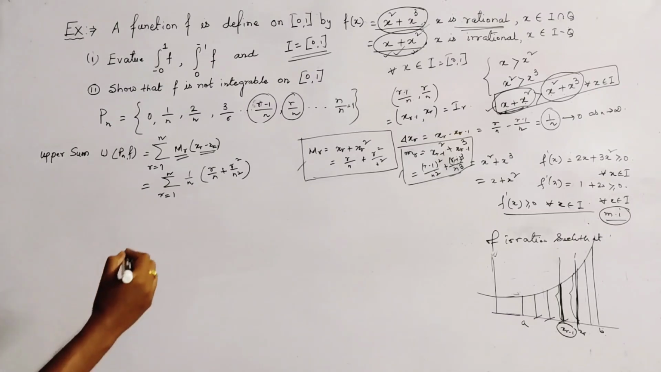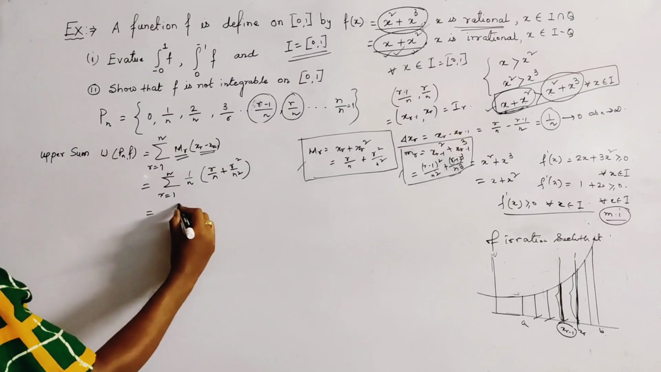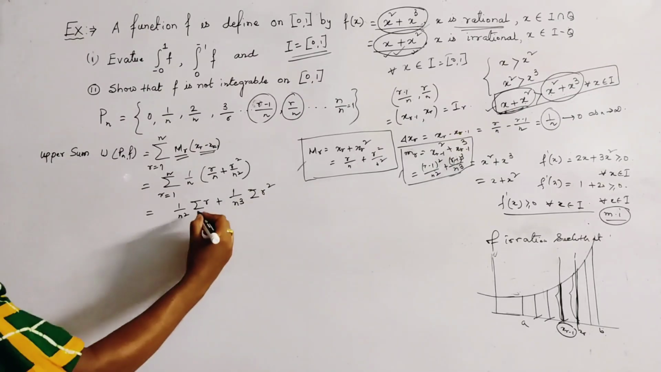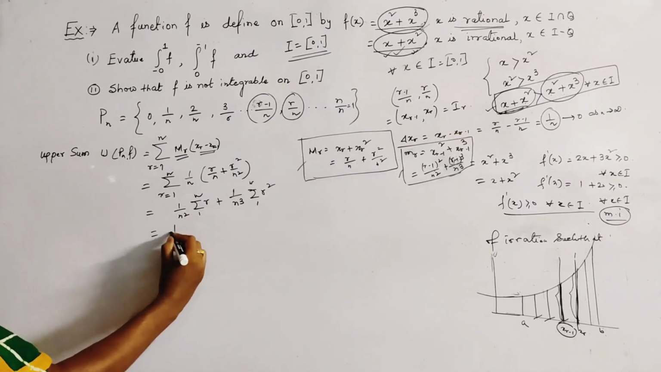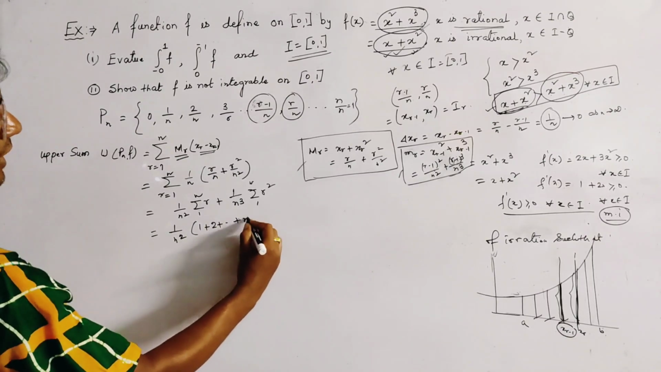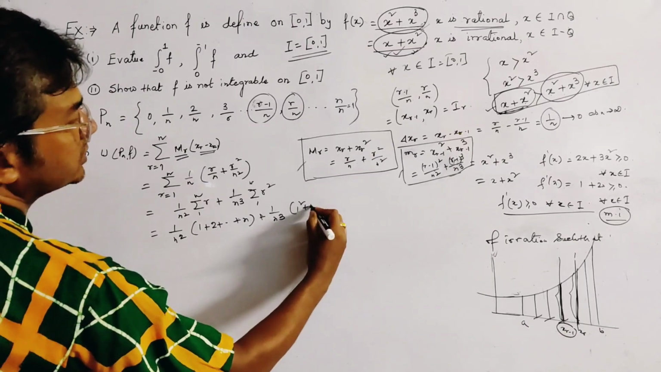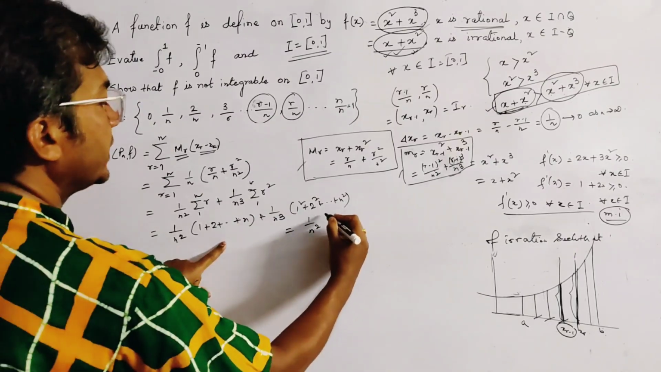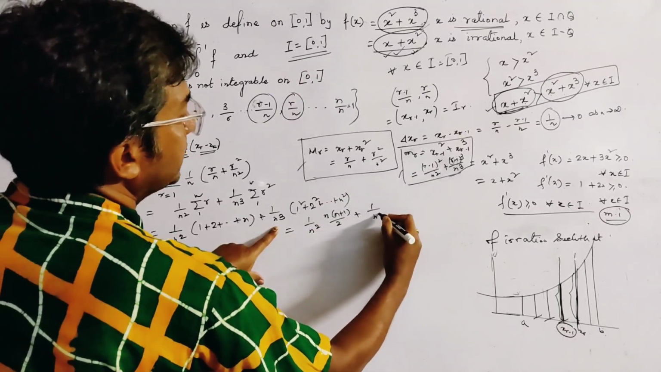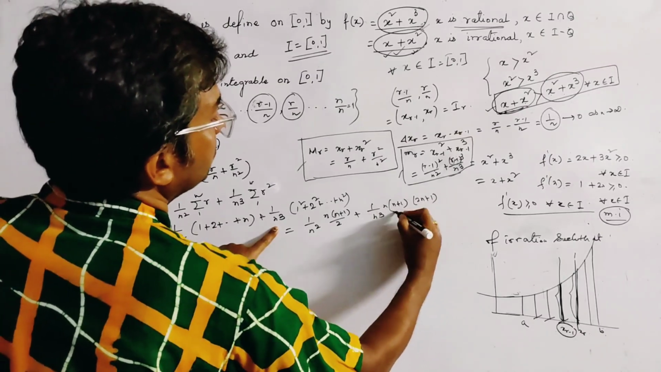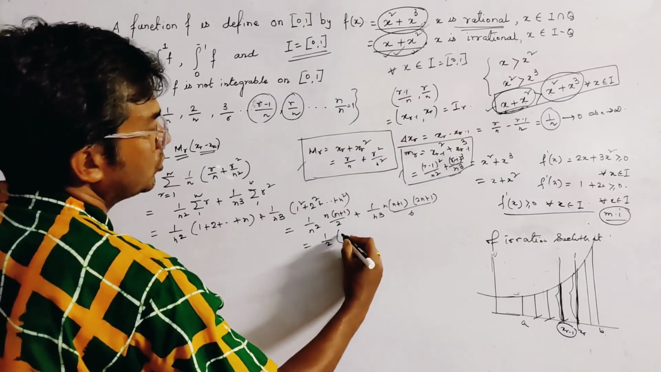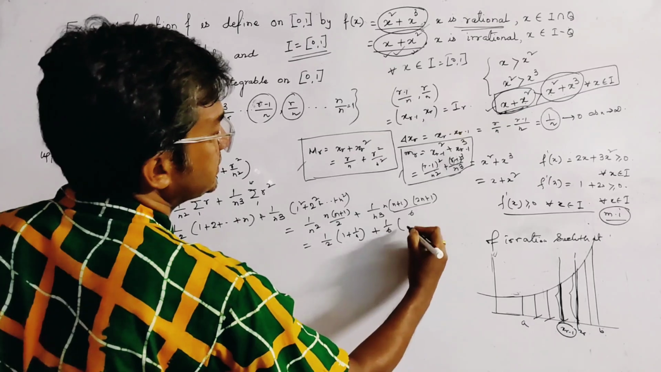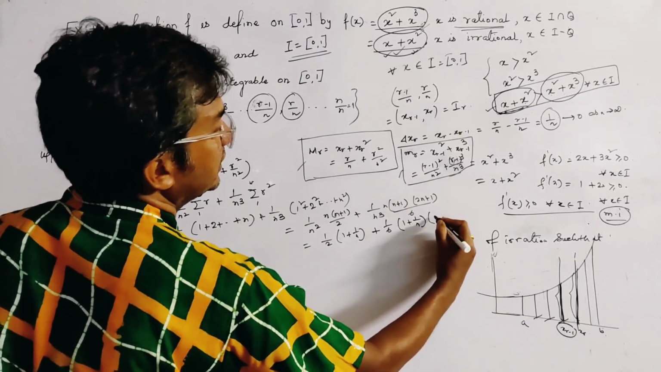Now for the first term we get 1 by n square into summation of r, and for the second term 1 by n cube into summation of r square. Both summations run from 1 to n. This is 1 by n square into (1 plus 2 plus up to n), and for the second term 1 by n cube into (1 square plus 2 square up to n square). So by using the formula, we get 1 by n square times n into (n plus 1) by 2, and 1 by n cube times n into (n plus 1) into (2n plus 1) by 6. So this is half into (1 plus 1 by n), and the second term is 1 by 6 into (1 plus 1 by n) into (2 plus 1 by n), where n cancels out.